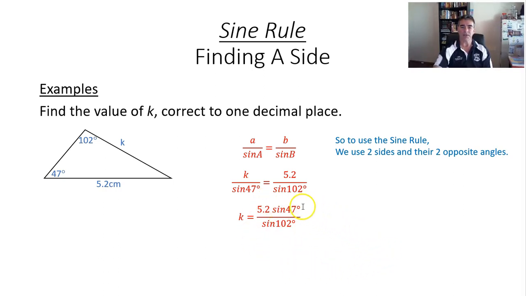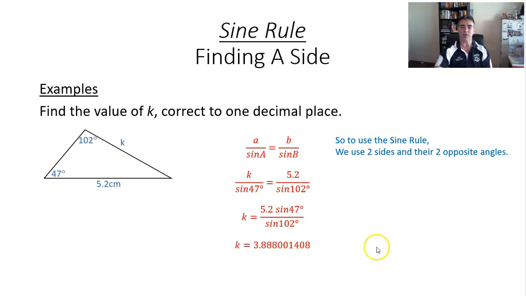When we're pressing it in, if you've got the Casio, make sure you close the brackets after the sines. So after you put the angles in, you don't need to press the degrees button. Okay, so we're going to do 5.2 sine 47 close brackets, because it will automatically put an open bracket there. And when we do that, we get k is 3.888001408. So what you need to do is practice that and make sure you get that on your calculator.